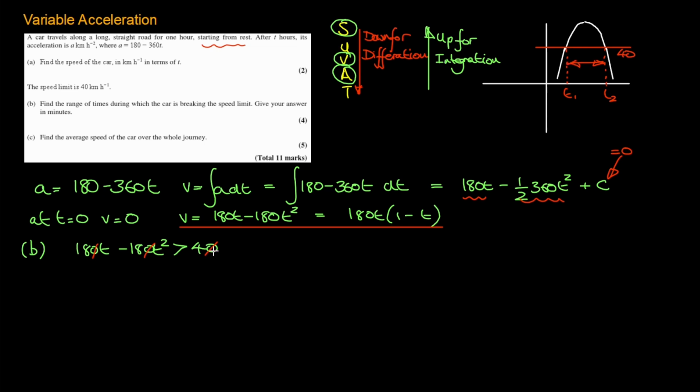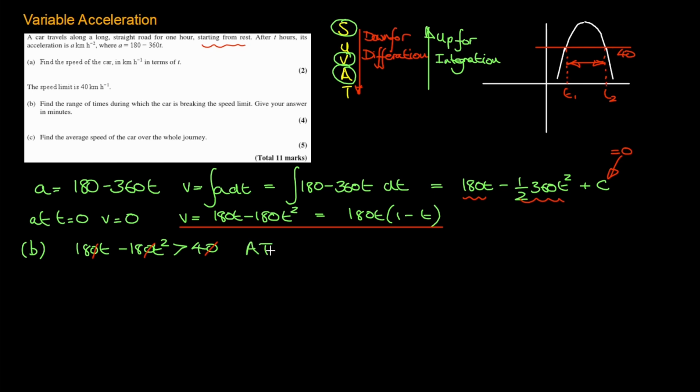Now, when I'm dealing with this in GCSE, I always tell my students to get rid of this inequality by saying at the critical points, the inequality turns into an equal sign because we need to know where these goalposts are.